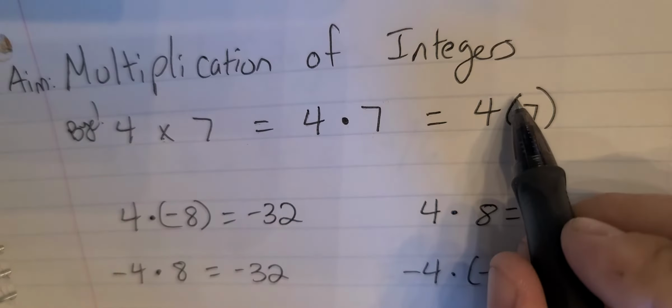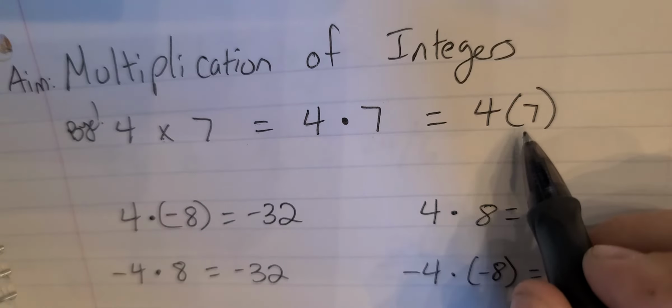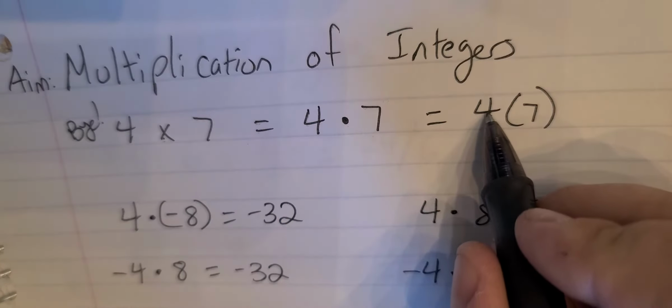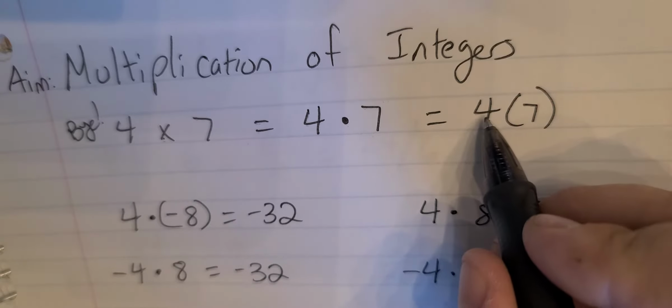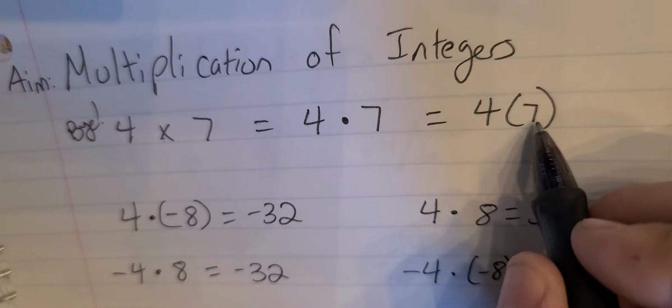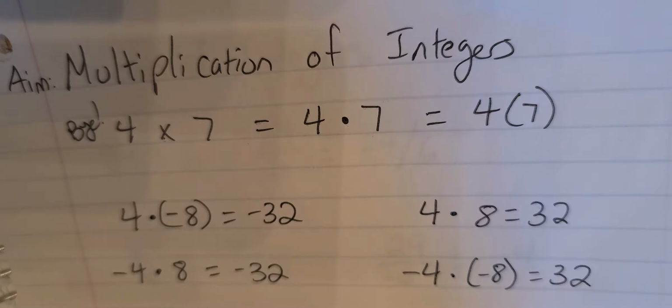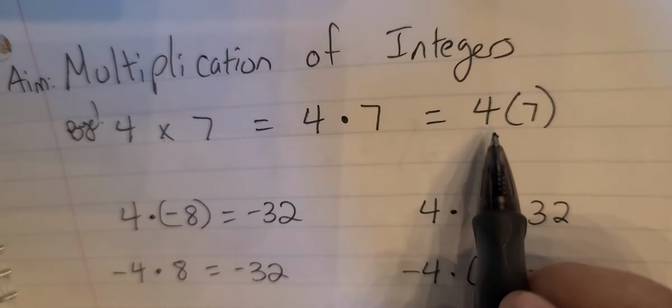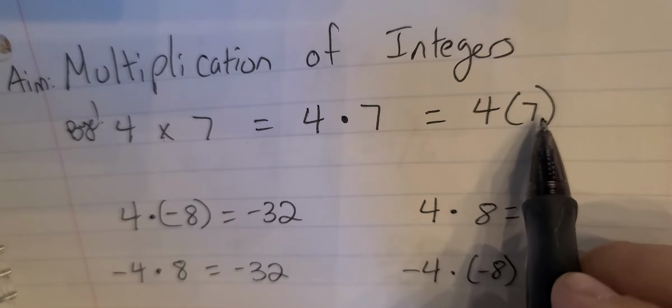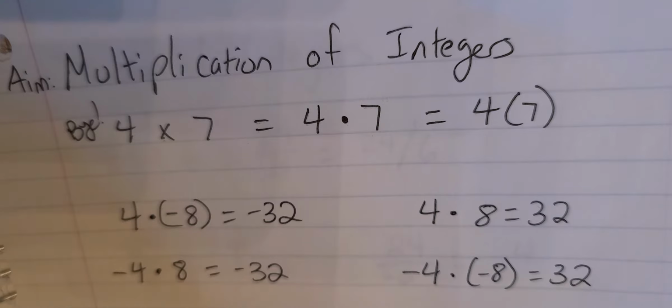And more commonly, we'll be using the parentheses. Now, when you have a number attached to a parentheses with no operation between them, this means multiplication. So I'm saying 4 sets of whatever is inside those parentheses. So this is saying 4 sets of 7, and then 4 sets of whatever's in here, which just happens to be 7. All right, that's all if they're positive numbers.